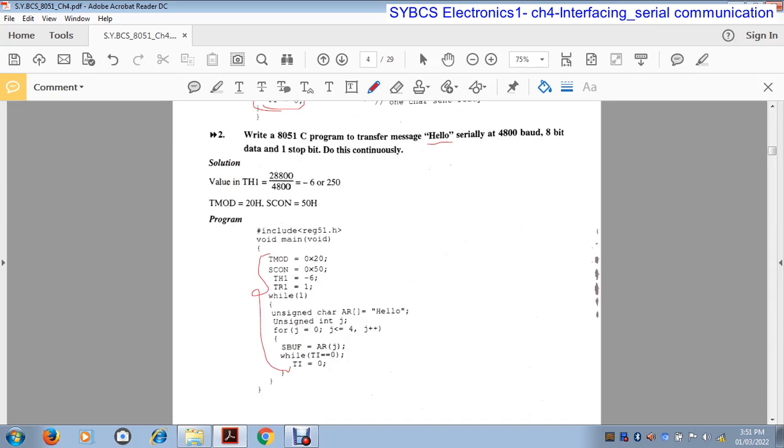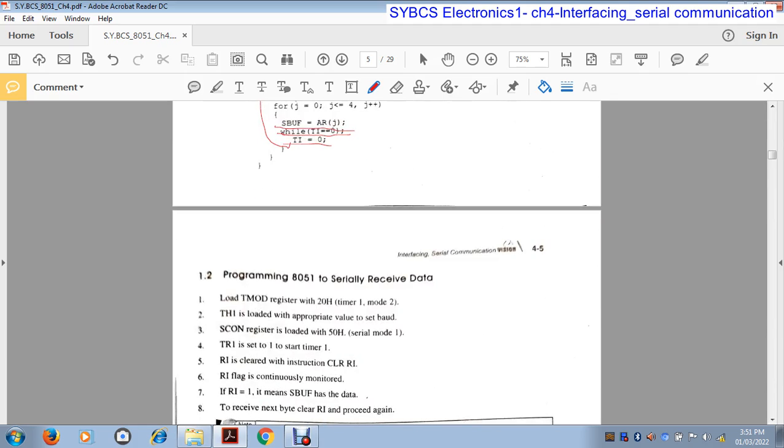Load the TMOD register with 20h value, SCON with 50h value, TH1 with a particular baud rate value, then TR1 equals 1, which indicates that the timer is started. Then put the information in the SBUF register, then monitor the TI flag. When TI becomes 1, it is cleared by the instruction TI equals 0. All steps are the same.